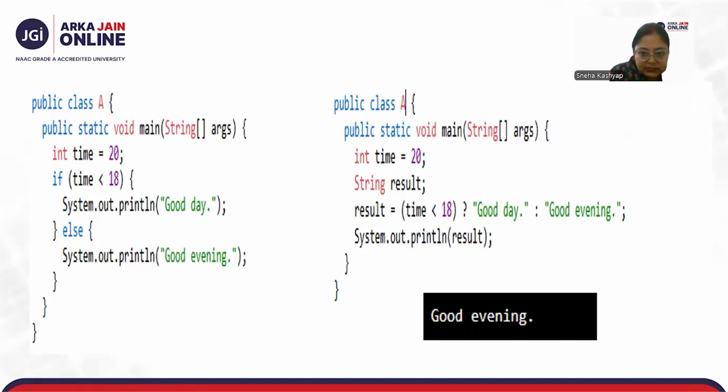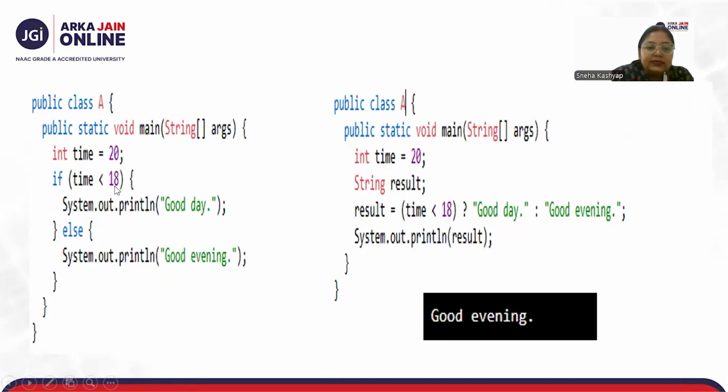So what we have done is, in the first part, I've taken the class name as A. For the second also I've taken A. Now in the main function I have given one variable, say time. For time I've initialized the value as 20 and I've given the data type as integer. Now I'm checking whether my time is less than 18 or not. If the condition is true, you have to print good day. Else, if the condition becomes false, you have to just print good evening.